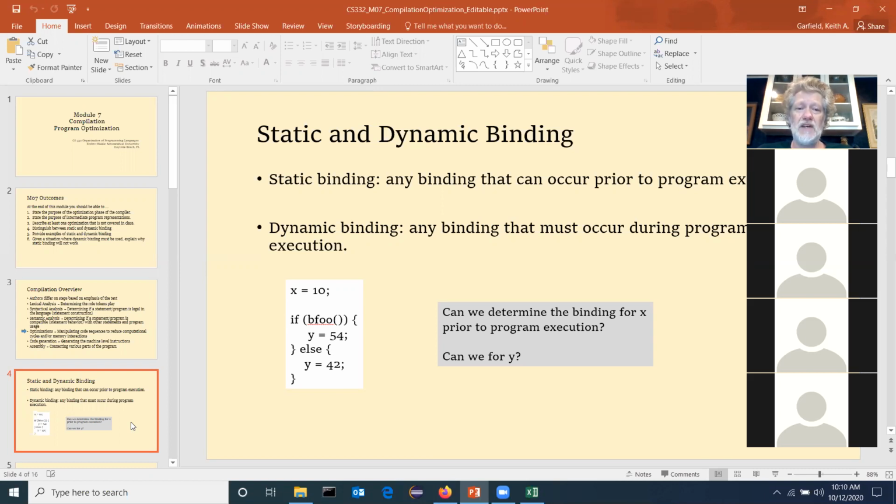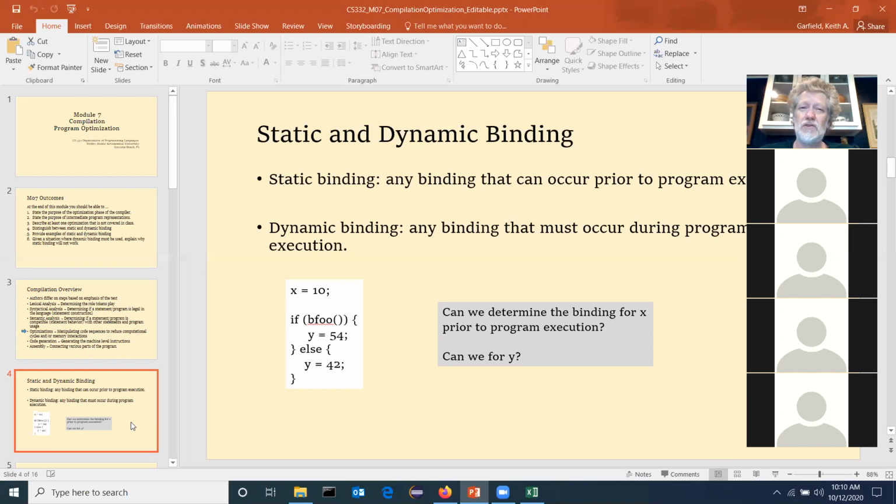Most of you have spent lots of time studying requirements and tests, and these are by definition dynamic entities, right? How do you do a test? You have to execute the code. How do you prove your code is correct? Well, if you're going to prove it by test, then you have to execute the code.